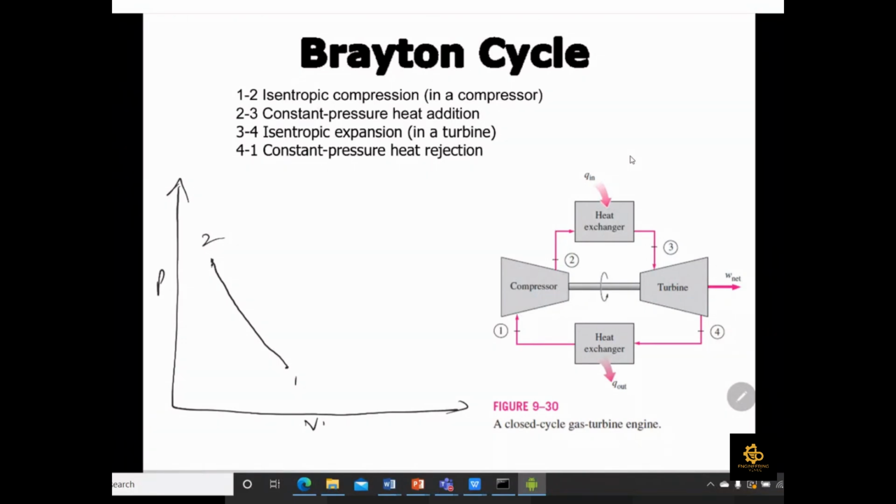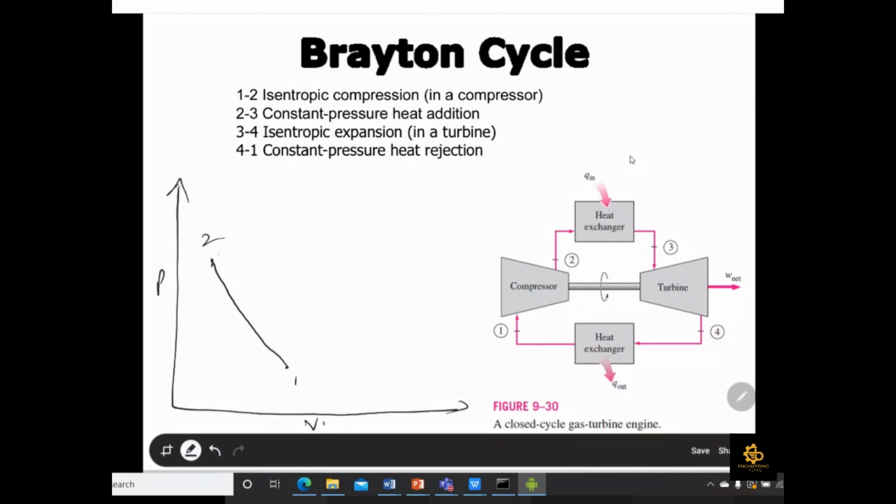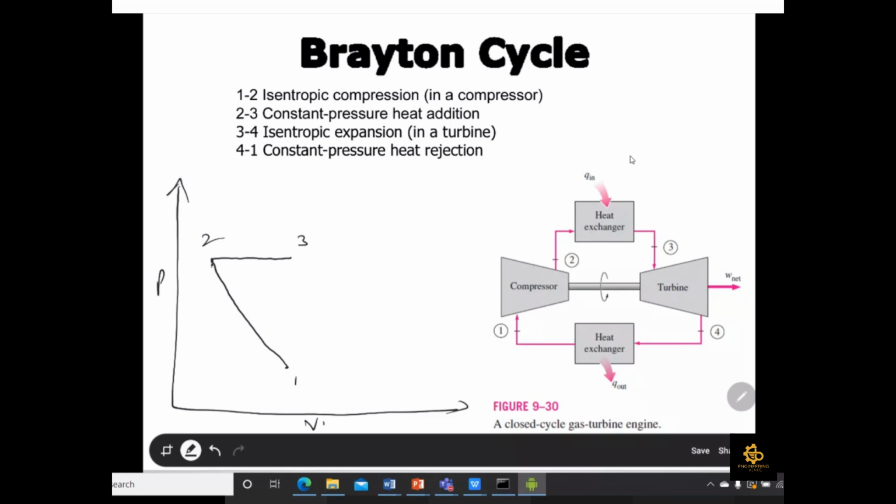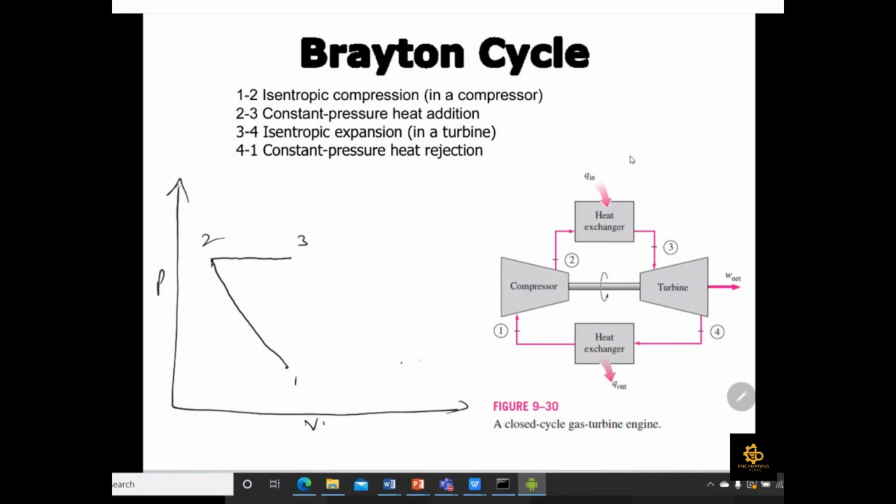Okay, so now 2 to 3 is the constant pressure heat addition process. So it means that your pressure is constant until point number 3. 3 to 4 is the expansion process. So whatever your volume is at point number 3, after expansion, which is at point number 4, your volume will increase. So it means that your point number 4 will be somewhere there.